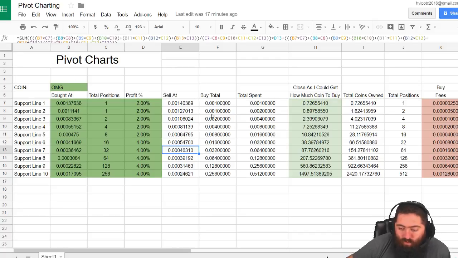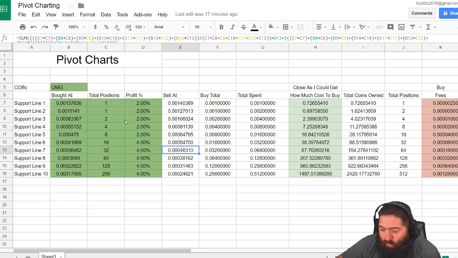The pivot charts are actually the easier charts to do. This is how I started doing my first money that I made trading, was this spreadsheet right here. I just kept buying my way down until it came back up. Here's my crypto. Asked if my spreadsheet is set at a certain profit percent above your break-even line. You can change your profit percent right here.